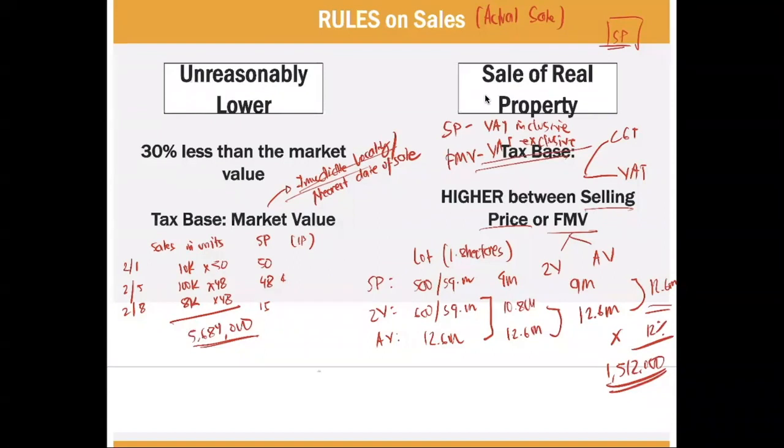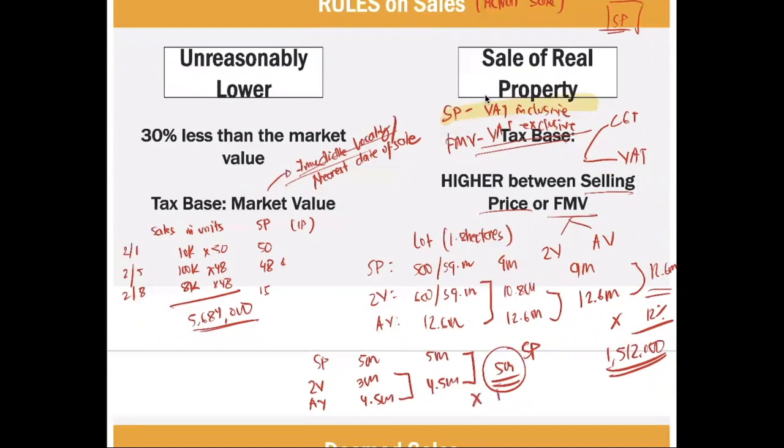Another example, your selling price is 5 million. Your zonal value is 3 million. Your assessed value is 4.5 million. So higher on your FMV is 4.5 million. 5 million versus 4.5, 5 million. So the 5 million is the selling price. So if that is the selling price, sabi natin, it is considered VAT inclusive. If that is VAT inclusive, multiply by 12 over 112, how much is our output VAT?